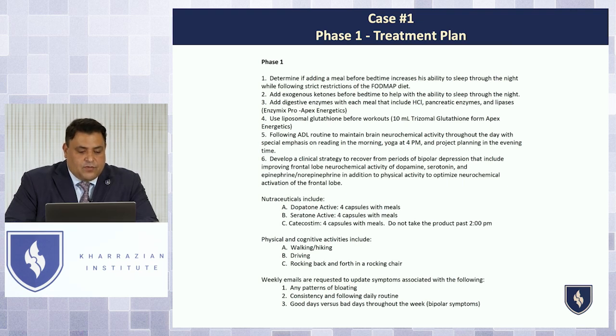Add exogenous ketones before bedtime to help with the ability to sleep through the night. Add digestive enzymes each meal: hydrochloric acid, pancreatic enzymes, lipases. Use liposomal glutathione before workouts, and then follow daily routine activities to maintain brain neurochemical activity throughout the day, especially emphasis on reading in the morning, yoga at 4, and project planning in the evening.